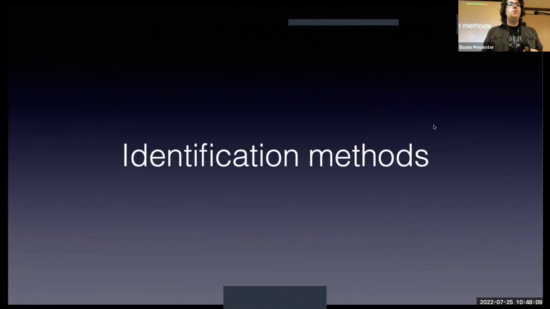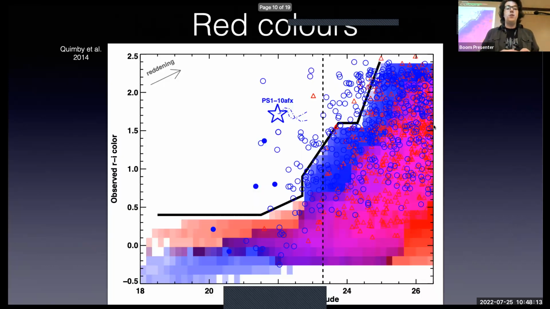So now let's move on to the identification methods that we use to try and find them. So the first one is presented in this paper in Quimby 2014. And the idea is to look for very red objects. So lens supernovae should be at high redshift. And that means that most of the flux in the optical blue bands has been shifted to longer wavelengths. So the observer frame colors should be very red.